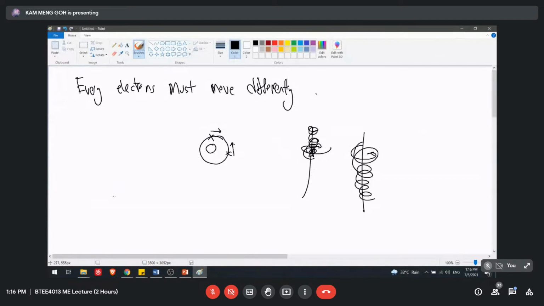In order for us to decide their movement, there are 4 criteria. All these 4 criteria we call quantum numbers, which is related to today's lecture, quantum number.